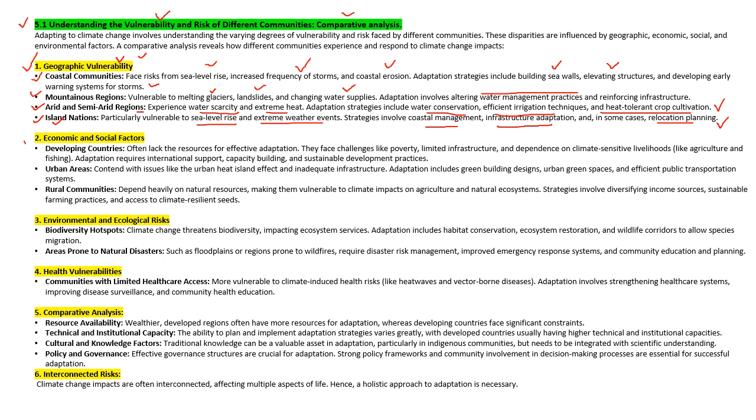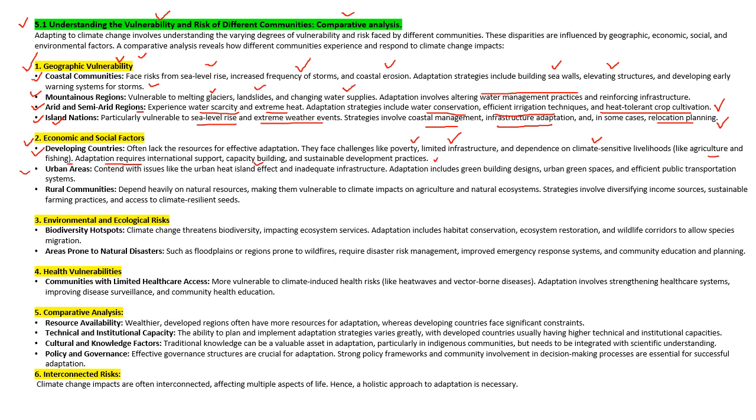The second vulnerability, we can see, is economic and social factors. There are developing countries. Developing countries are facing problems like poverty. They have limited infrastructure, and they are highly dependent on climate-sensitive livelihoods like agriculture and fishing. So the adaptation requires international support, capacity building, and sustainable development practices.